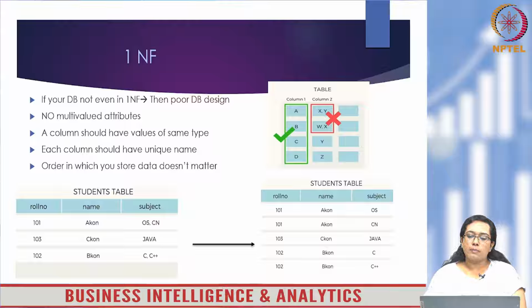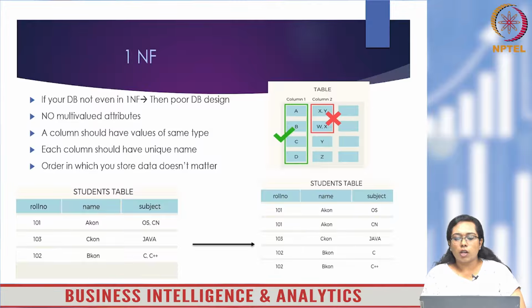For Akan, the subjects he has taken are two subjects. Both are mentioned in the same field, same record. That should not be the case. We have to split it into two records. That is how we normalize in the first normal form. The normalized table is on the right side, where we split it into 101 Akan OS and the second row, 101 Akan CN. This is how we normalize a table in 1NF.